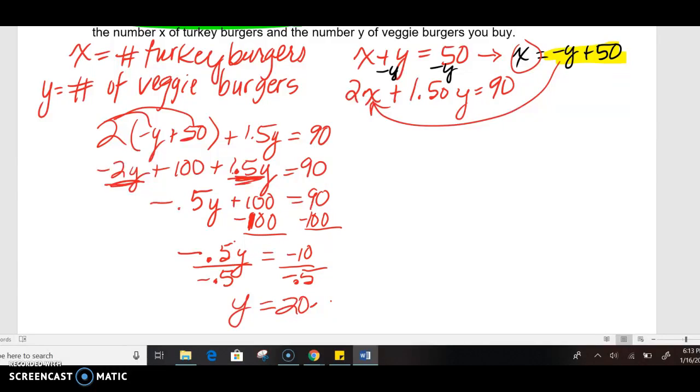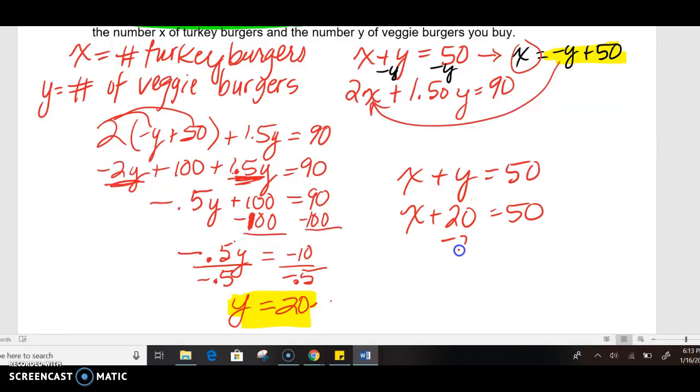So remember, once you find the value of y, you're going to plug it back in one of the equations and find x. So again, using that first equation, which was easier, if x plus y has to equal 50, we just figured out that y is 20, so plug that in there. So x plus 20 equals 50. So if you subtract 20 from both sides, you can see that x is equal to 30.